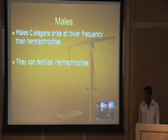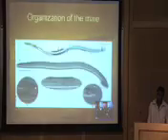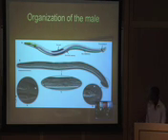Males, well, there's not that much info about males because they arrive at a lower frequency than hermaphrodites. They can fertilize hermaphrodites too. And this is the organization of a male, as you can see.